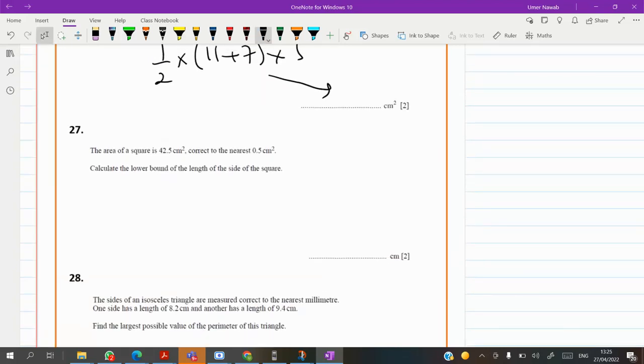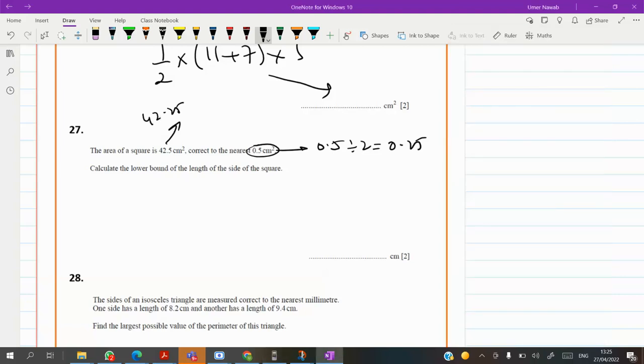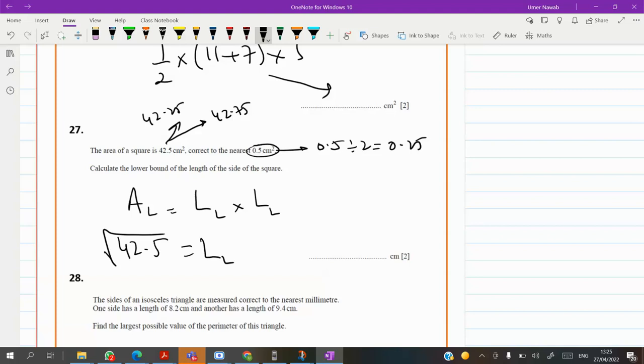Area of a square to the nearest 0.5. So 0.5 divided by 2 is 0.25. So we have 42.5 minus 0.25, which gives you 42.25, and the upper bound is 42.75. Since it is the area, we want to find the length of the square. So area lower, length lower, because width and length are the same. So the area is given to me as 42.5, put a square root, and that is the length lower.